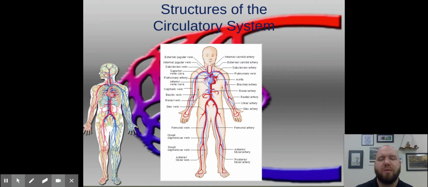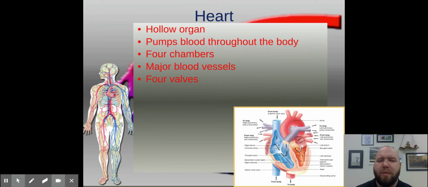Now you know the functions, we need to know the structures of the circulatory system. So this includes your heart, all of the blood vessels, and your blood. Yeah, that's always a good thing. For right now, I am going to skip the heart.